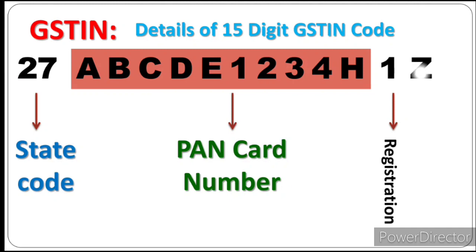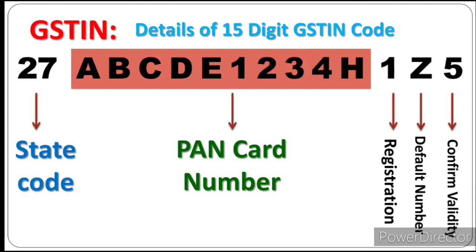Your 14th digit is the alphabet Z. It is set by default and it is uniform for all identification numbers. And your last digit shows the validity of the identification number when it is logged into the GST portal. So this is the detailed information about your GST identification number.